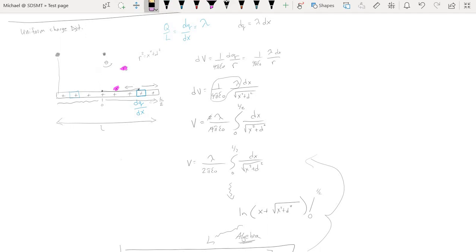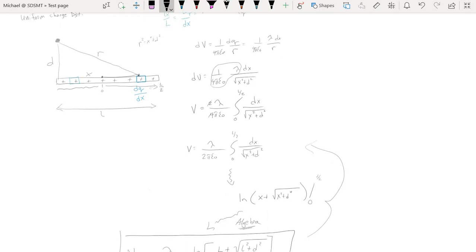Well, in that case, we would still have changing R values for each individual point. We would still have changing X values for each individual point. We would still have D as the measurement. And so now, really the only thing that we would need to change would be the limits of the integration process.